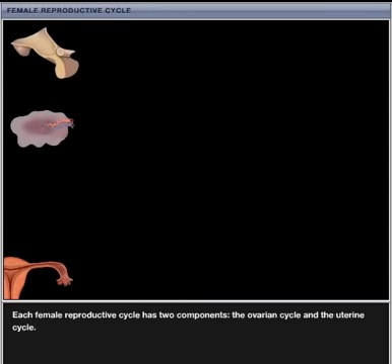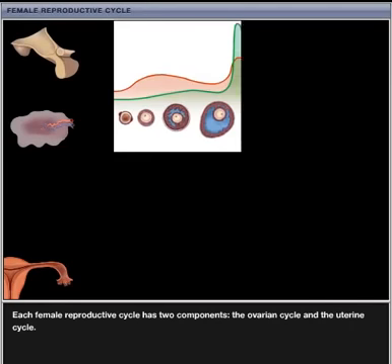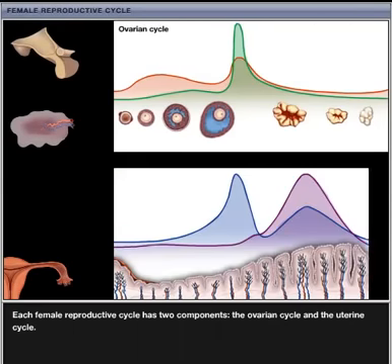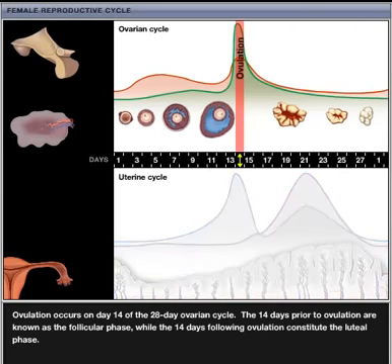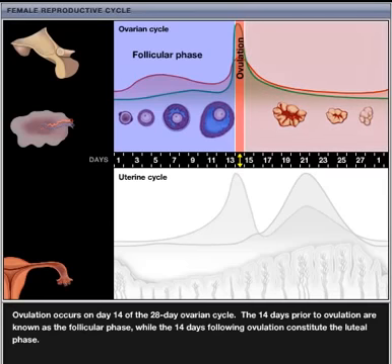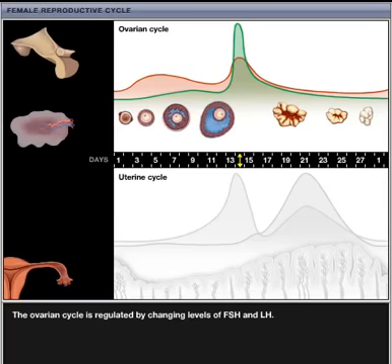Each female reproductive cycle has two components, the ovarian cycle and the uterine cycle. Ovulation occurs on day 14 of the 28-day ovarian cycle. The 14 days prior to ovulation are known as the follicular phase, while the 14 days following ovulation constitute the luteal phase. The ovarian cycle is regulated by changing levels of FSH and LH.